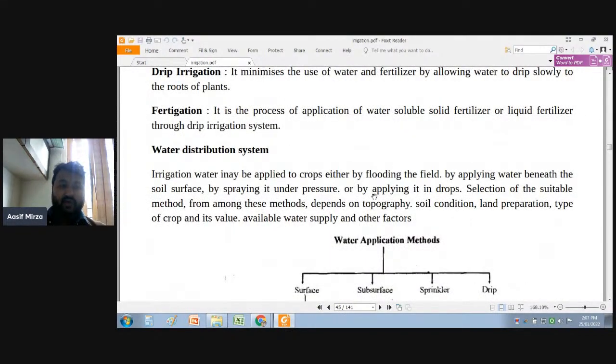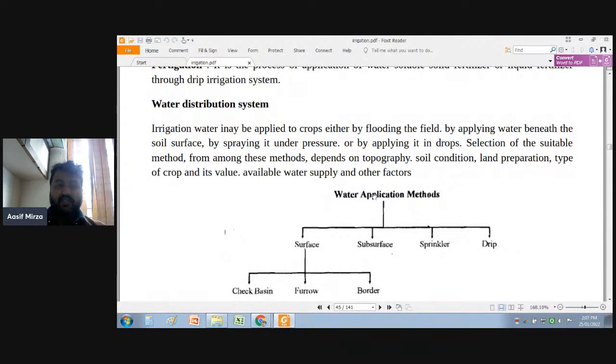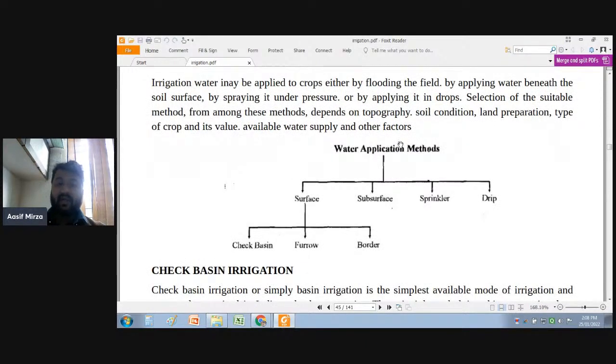Now, moving toward the water distribution system. The irrigation water may be applied to the crop either by flooding the field, by applying the water beneath the soil surface, by spraying it under pressure, or by applying it in drops. The selection of a suitable method from among these depends on the topography, soil condition, land preparation, type of crops and their value, available water supply, and other factors. So, considering all these factors, we have to apply the water.